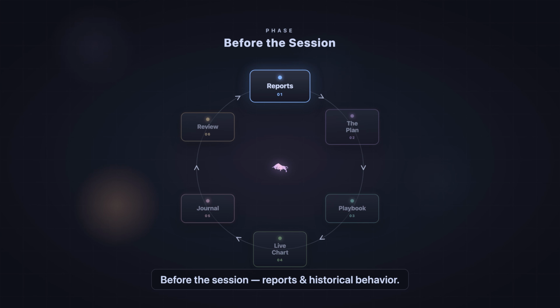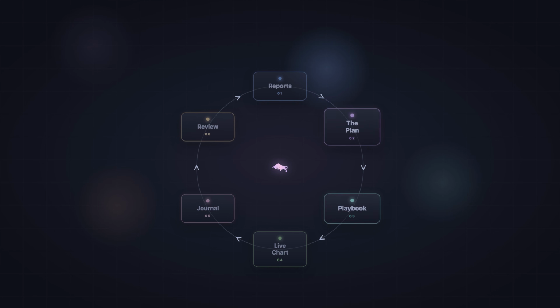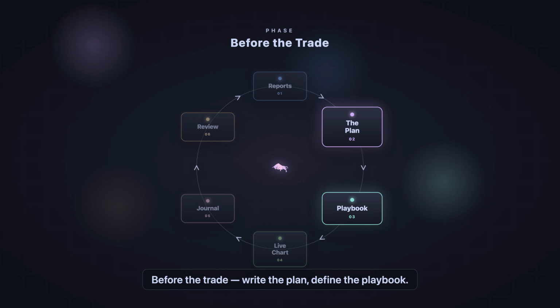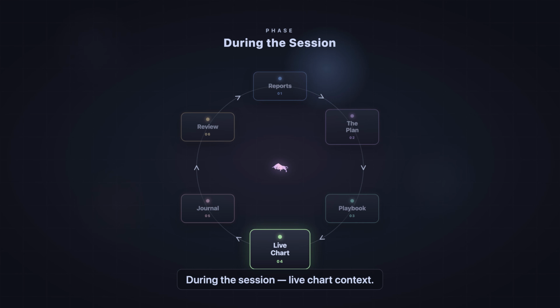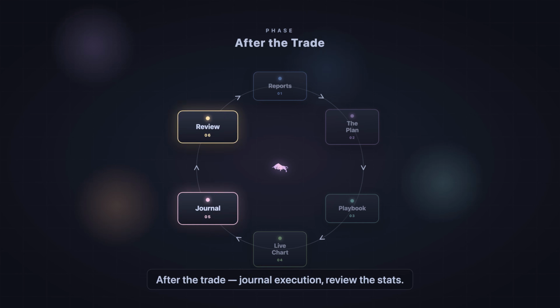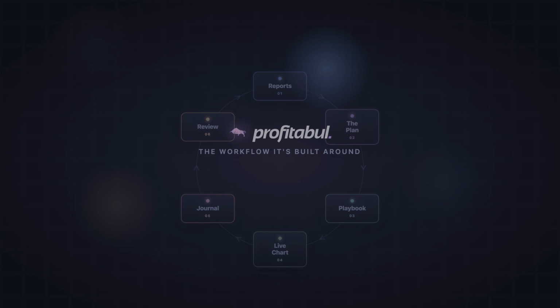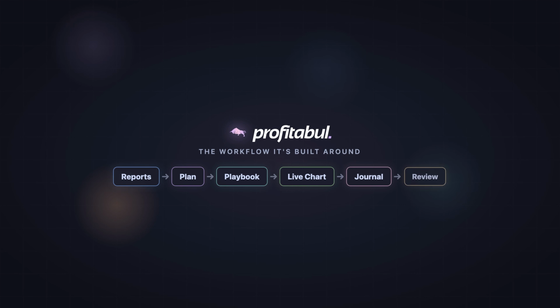Before the session, we'll use reports to understand historical behavior. Before the trade, we'll write a plan and define the playbook. During the session, we'll use live chart context. After the trade, we'll journal the execution and review the stats. That's the workflow Profitable is built around.